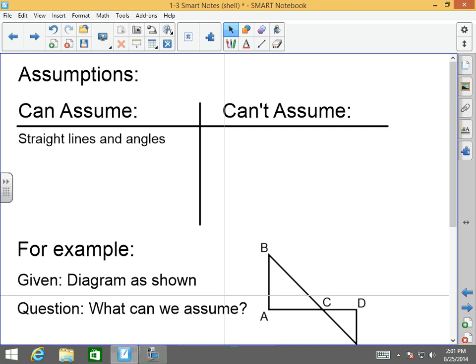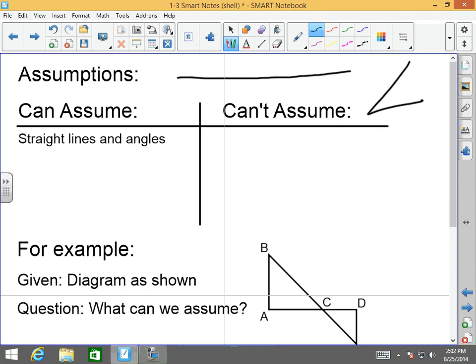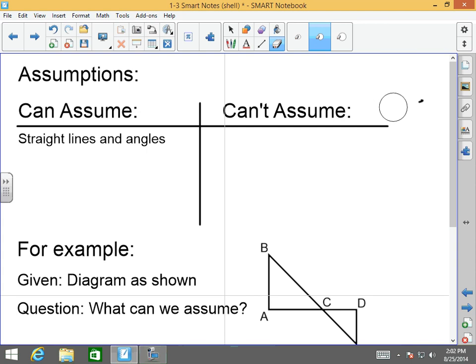First of all, you can assume straight lines and angles. If you see an angle drawn like this, you can assume it's an acute angle. If you see a line that looks straight, you can assume it's a straight line. You can't assume that's a 32-degree acute angle. No, you can't assume that. But you can assume straight lines and angles.